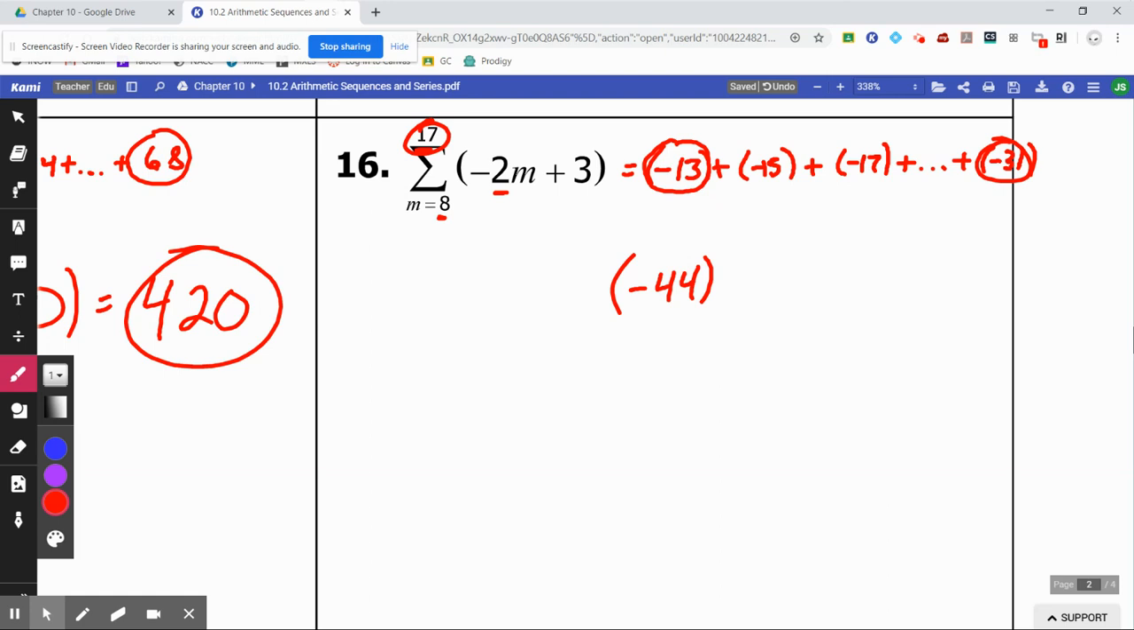A lot of people think that's 9 numbers, but it's not. When you do 17 minus 8, yes, you get 9, but unfortunately, when you do that, you didn't count the number 8. So you've got to do 17 minus 8 is 9, and then one more. That's 10. I plugged in 10 numbers. Therefore, I will have 5 groups that add up to negative 44. That's negative 220 as your total.